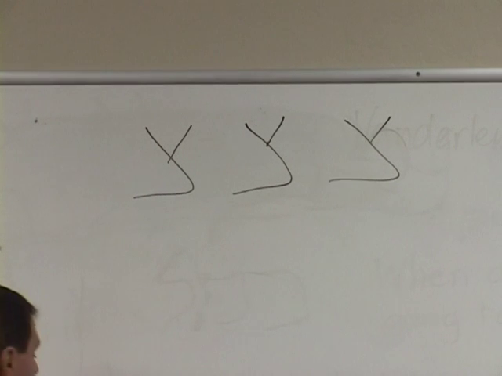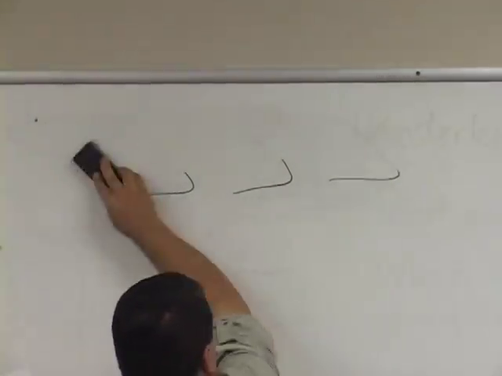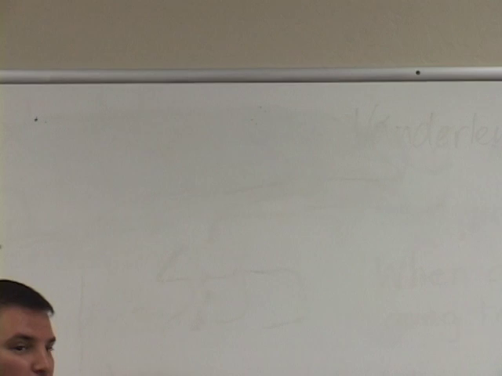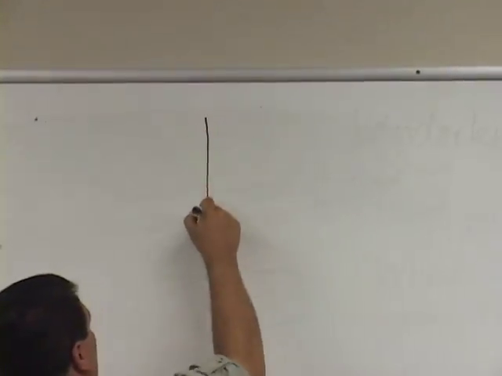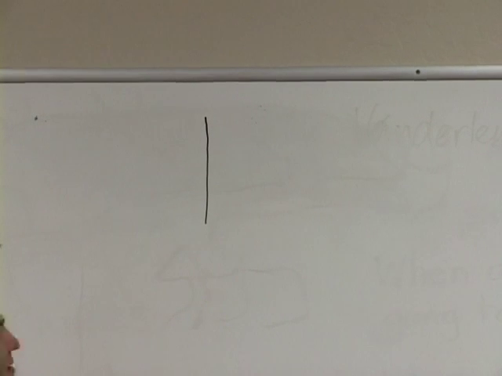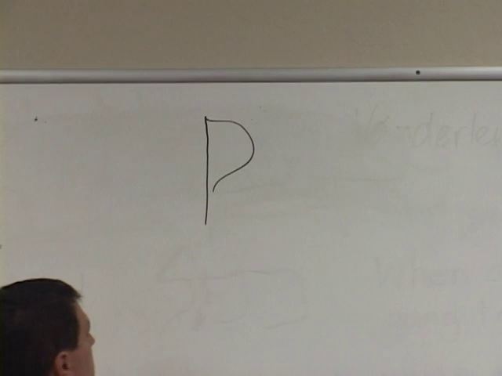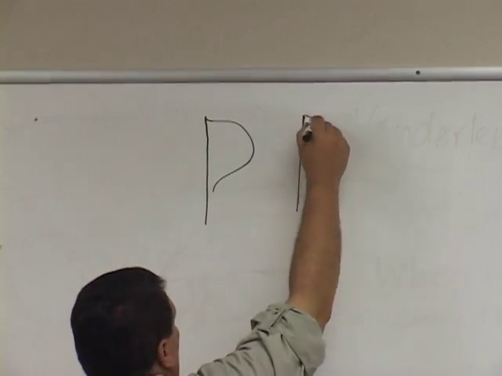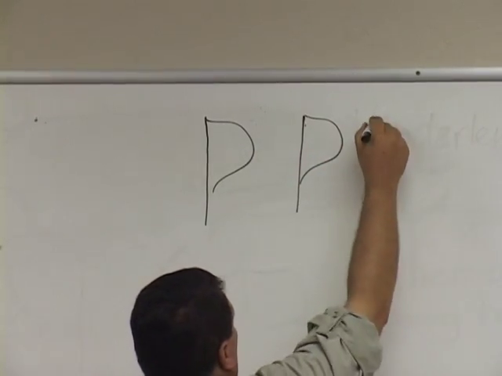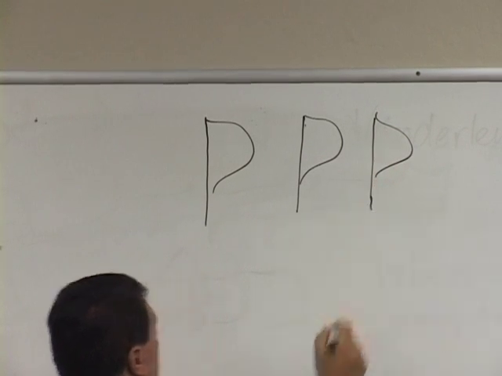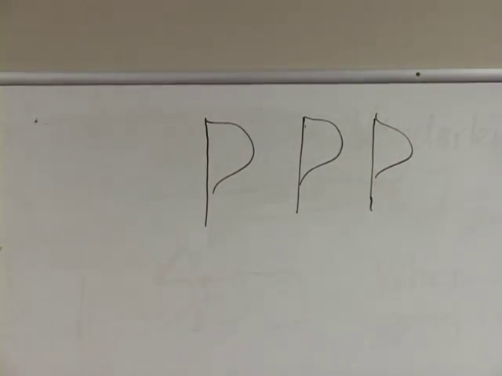Next one is kof. It's not a cough, it's kof. So you write a slightly longer vertical line and then you do this. Kind of like the letter P, almost similar to it. This is kof.